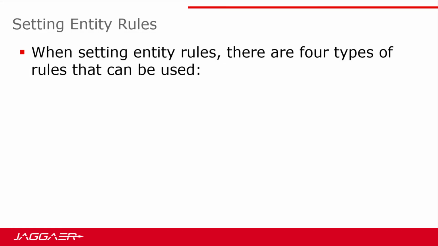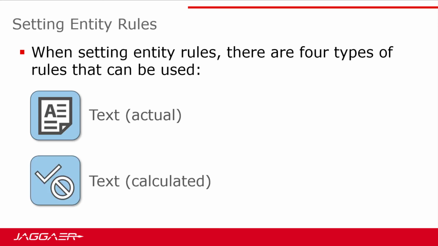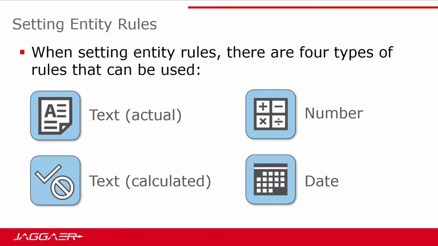When you're setting entity rules, there are 4 types of rules that can be used: text actual, text calculated, number, and date. For all of these types, you will provide a reference entity value, which will be compared against any actual extracted entity value. The main differences among these rule types is just what that reference entity value is. So let's take a closer look and see a few examples of each of these types.